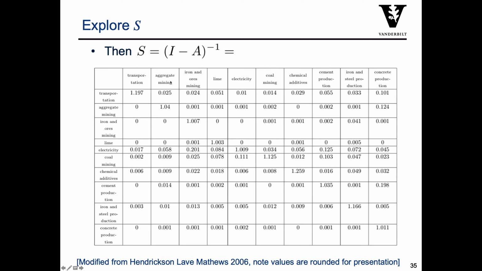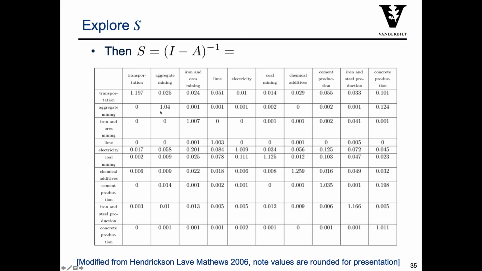Well, we can do the same thing for the aggregate mining. If instead of wanting $1 of the transportation sector, you wanted it from the aggregate mining sector, well, $1 of final demand in the aggregate mining sector requires slightly more than $1 of activity in the aggregate mining sector. $1 goes to the final demand, and $0.04 goes to other sectors of the economy as intermediate output. Some of it goes to the transportation sector, some goes to electricity, some goes to coal mining, and so on.